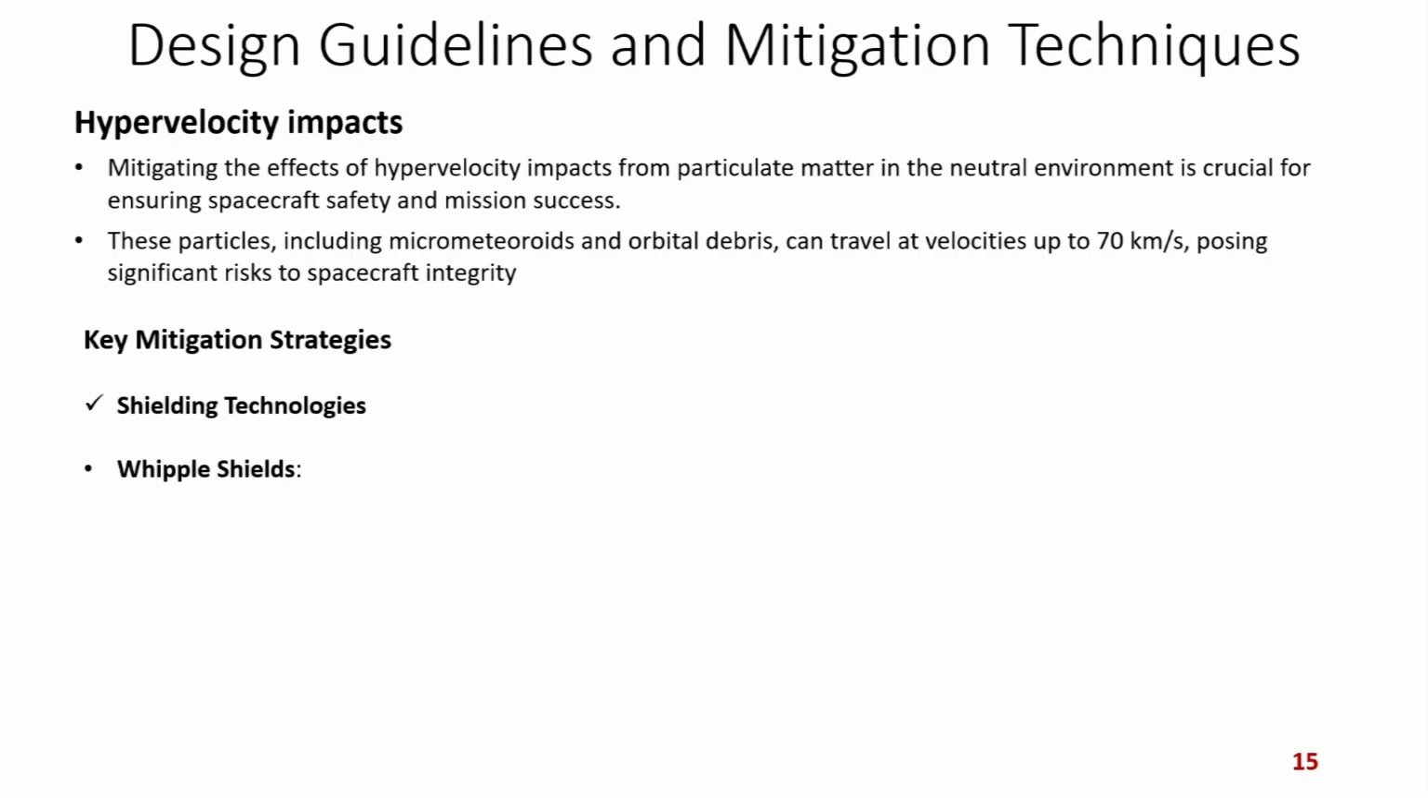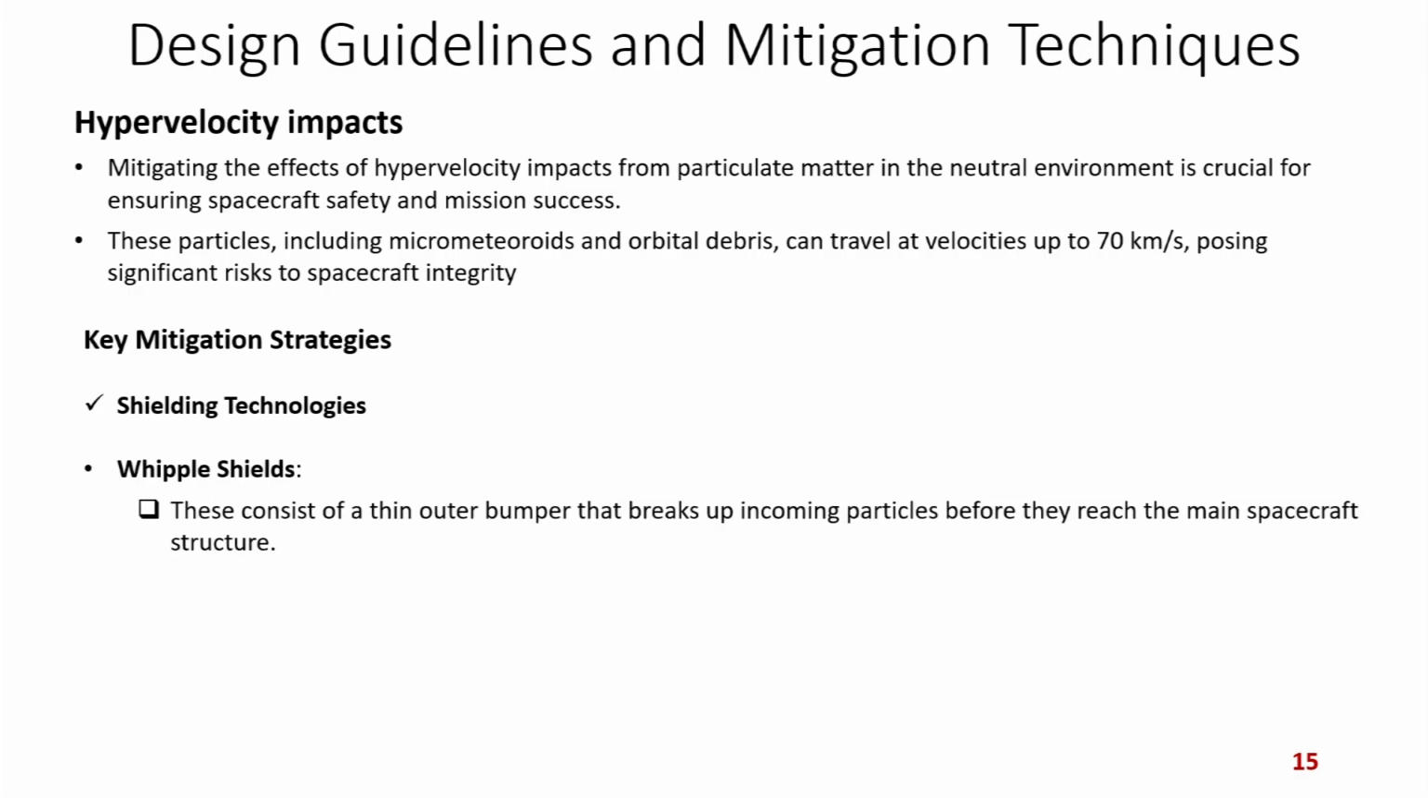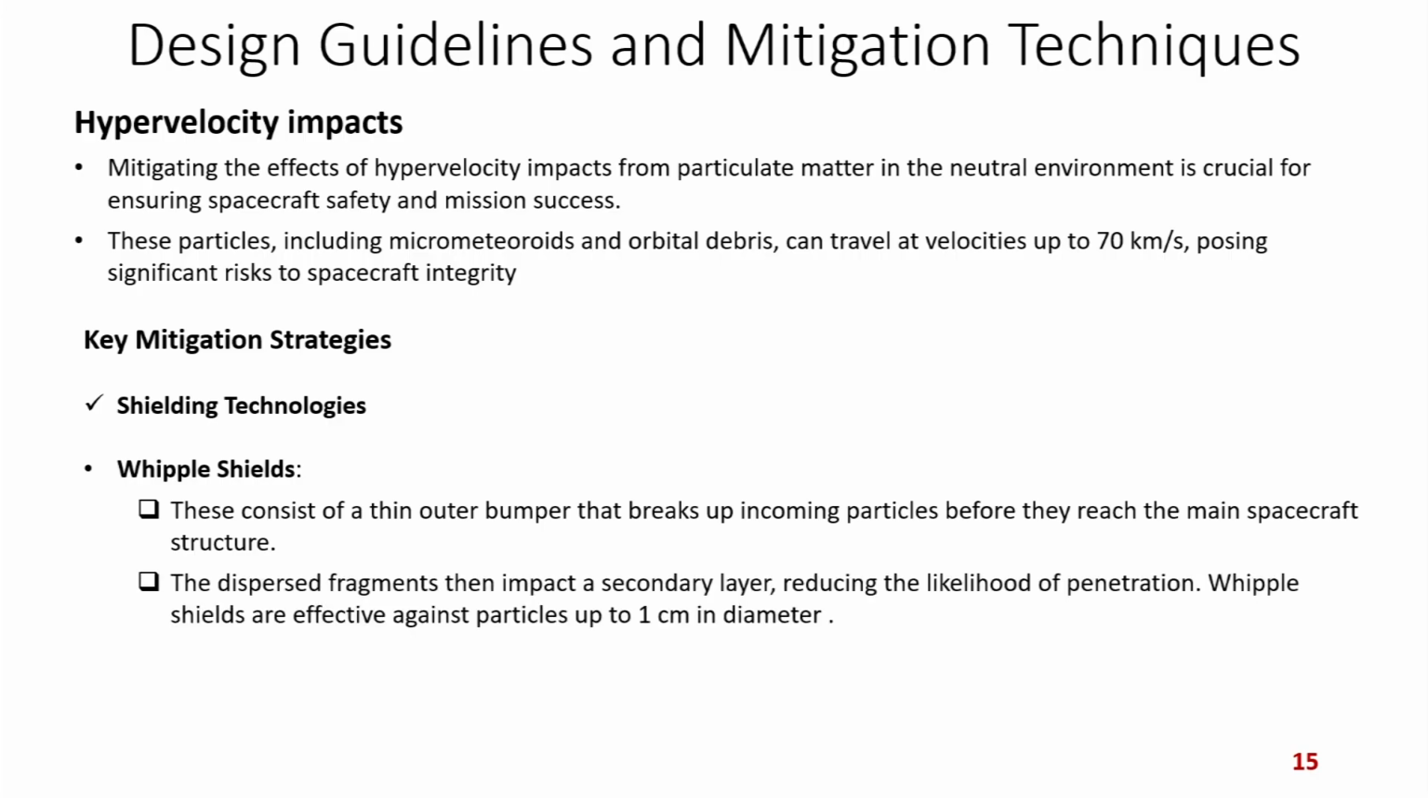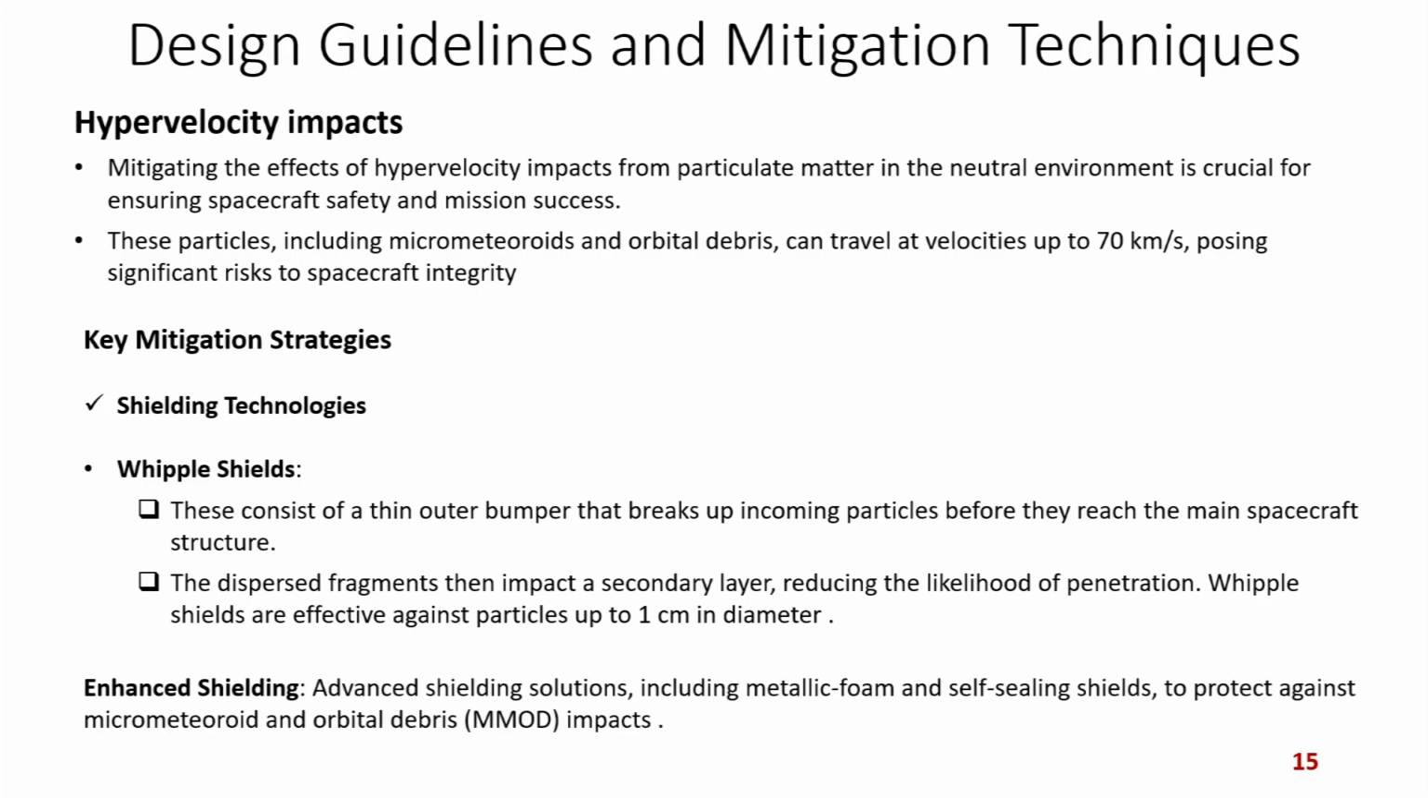That is shielding technologies. Already I discussed the Whipple shields. This consists of a thin outer bumper that breaks up the incoming particles before they reach the main spacecraft structure. The dispersed fragments then impact a secondary layer, reducing the likelihood of penetration, and the Whipple shields are effective, as I said already, when the particle size is 1 centimeter or less. There is also enhanced shielding available, which uses metallic foam or self sealing shields to protect against micrometeoroid and orbital debris impacts.